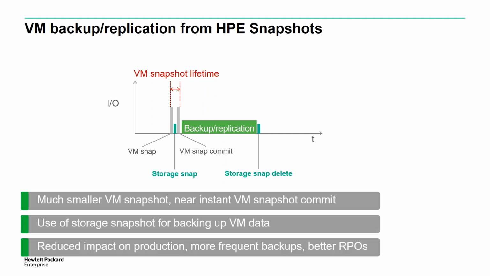So the major benefits for this is near instantaneous commits. We're using the storage awareness and intelligence to back this stuff up, but it's also all about reducing the impact on production, because it allows us now to do frequent backups. We can do this in the middle of the day if we want to, which drives better RPOs for our data sets.